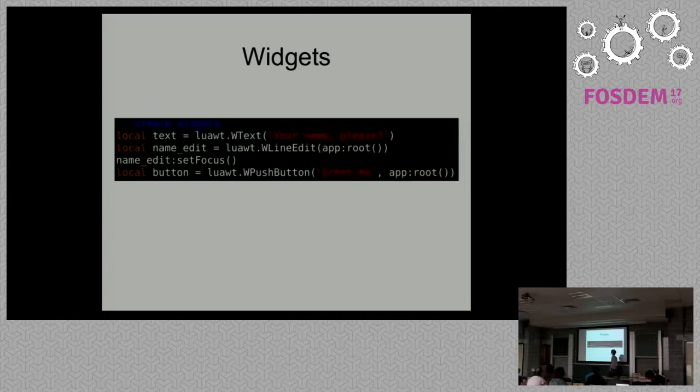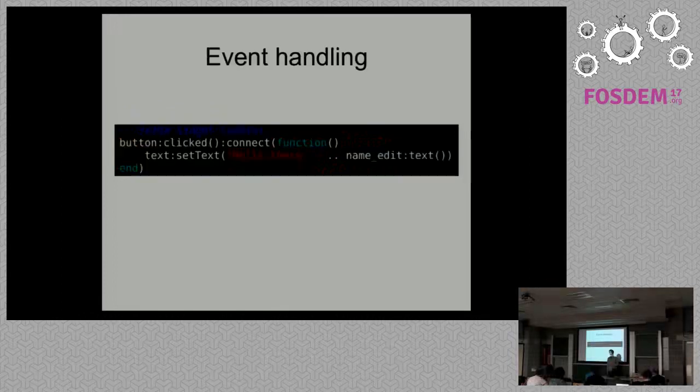And about event handling, it provides a classical signal-slot mechanism. So in this example, we have a signal called clicked, and we could simply connect it to a slot function, which is a lambda function in our case. So we just pass it as an argument, and we make sure that it will be called every time the signal is emitted. So the usage is very simple and flexible.